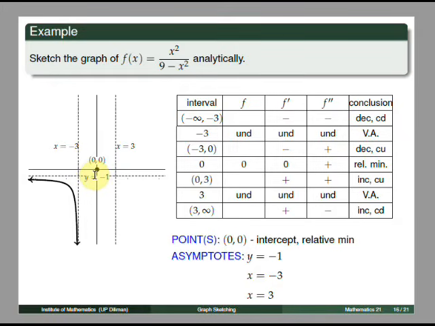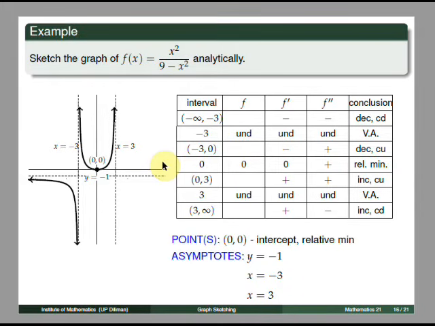So we can only have this part. Decreasing concave up, must pass (0, 0), must be asymptotic to x equals negative 3. So everything is okay. Now for 0 to 3, it should be increasing concave up. So we're going up and concave up, and then we should go near the vertical asymptote x equals 3. So we get this part of the graph.